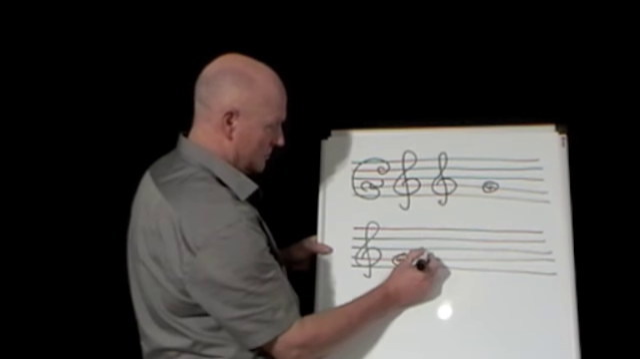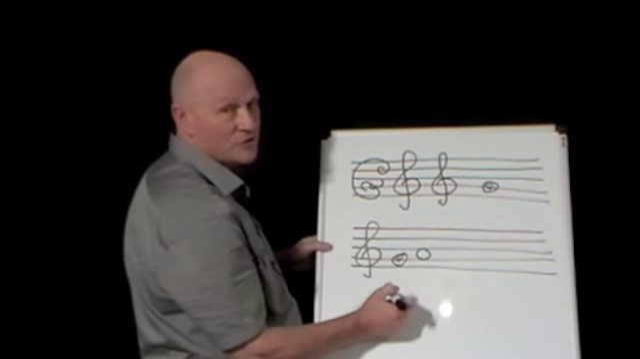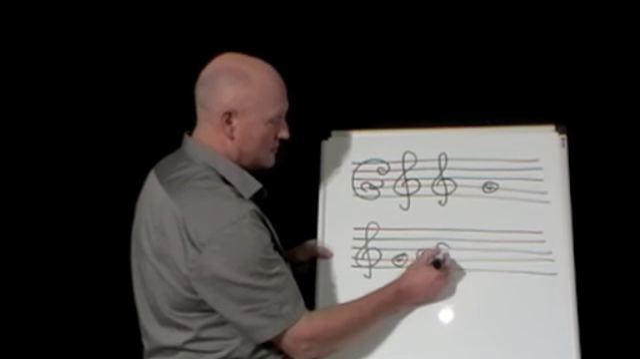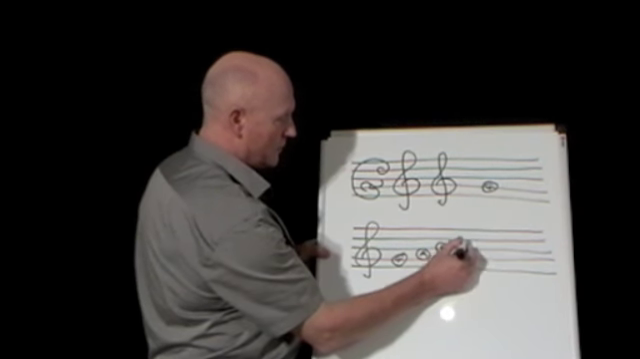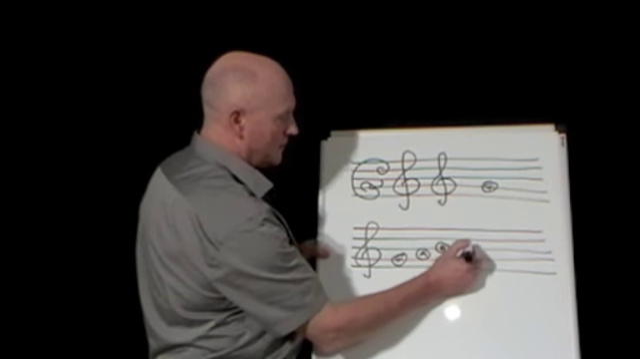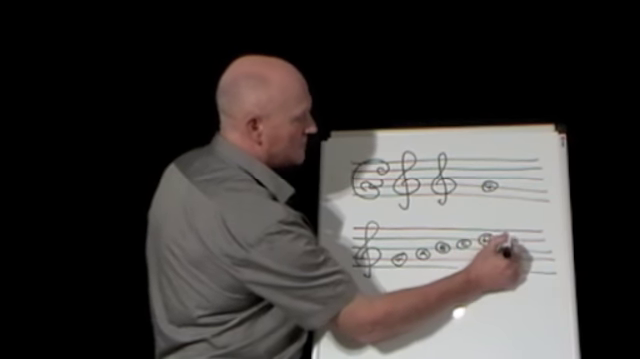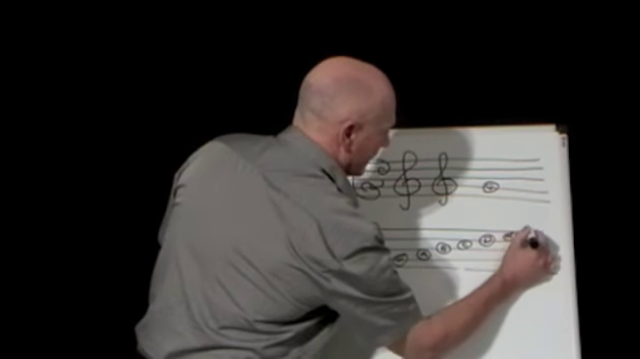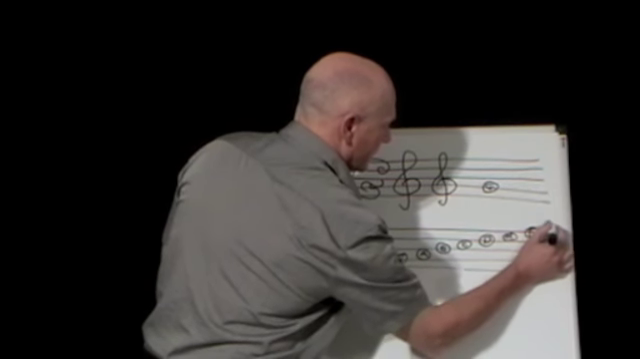The next note is in the space above that line, and that will be the next letter of the musical alphabet, in this case A. Just above that on the next line will be B. On the space above B will be C. On the line above that will be D. On the space above that, E. On the line above that, F. And it just carries on like that. So just above that would be G again.